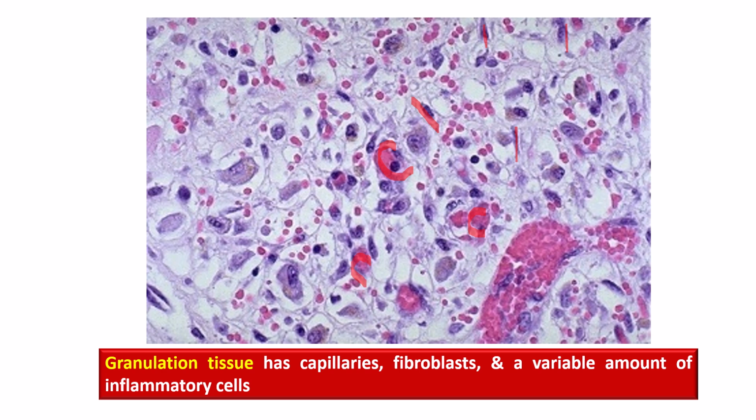These are thin-walled capillaries, and they are lined by endothelial cells and filled with blood. These are bright red RBCs that are filling these capillaries, and this is indicative of active angiogenesis.